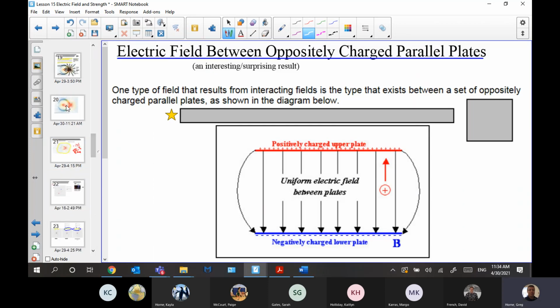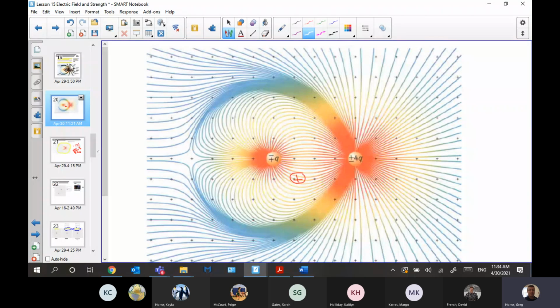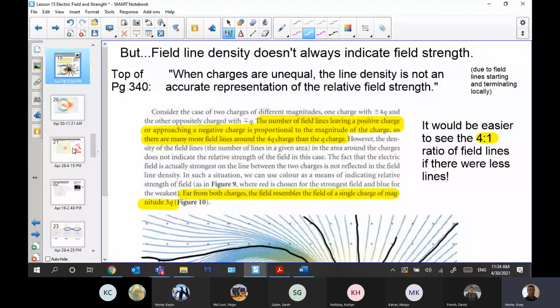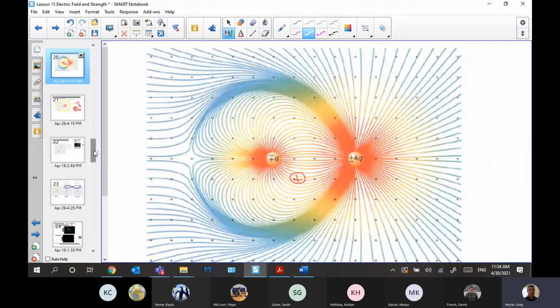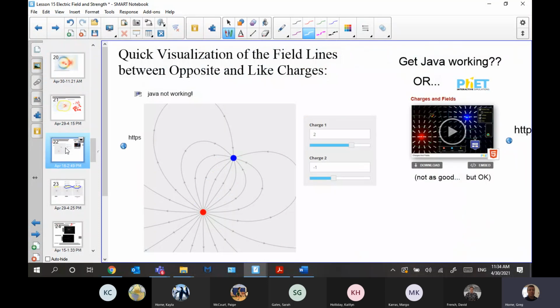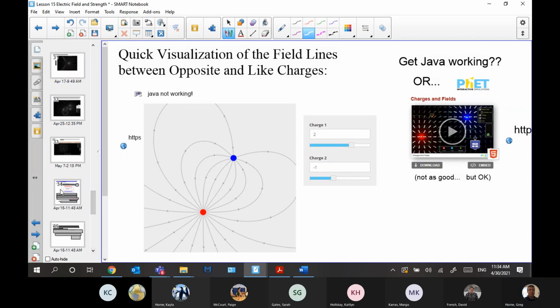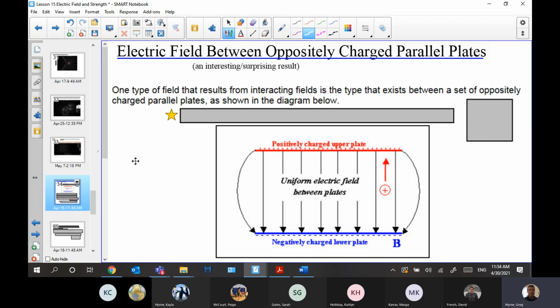So we're getting the idea of what fields look like between charges, getting a little visceral feel and understanding for what the shape of the electric field is. Questions so far? Okay.